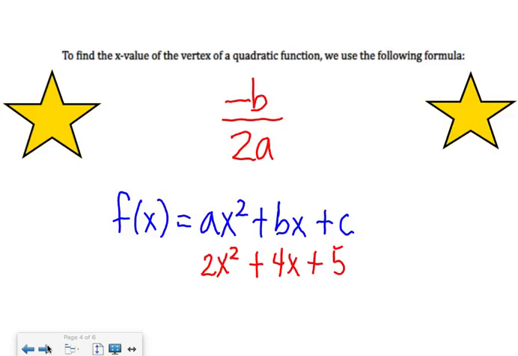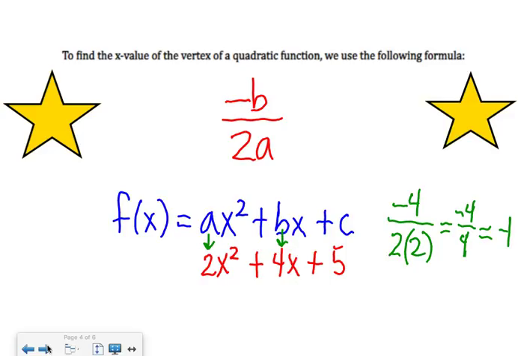Well, what's my b here? Let's line it up. B is that 4. So I'd have negative b, so what's the opposite of a positive 4? It would be a negative 4, all over 2 times what's my a value? If I look, this is my a value right there, so 2 times 2. And then you can simplify. So I'd have negative 4 over 4, which really is negative 1. We'll get really good at that today, but just know that's where those numbers are coming from.